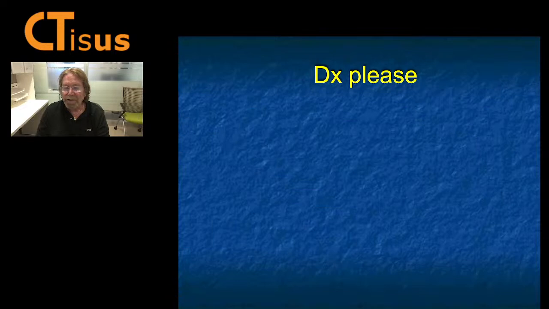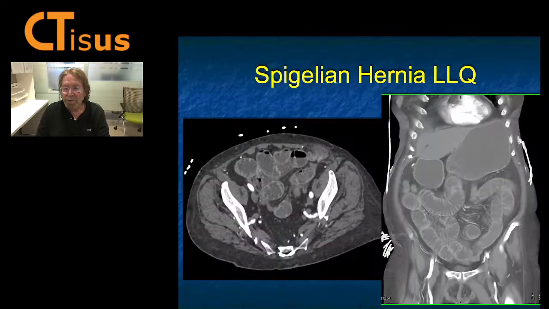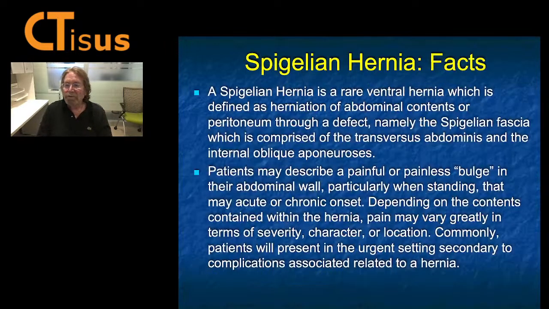But I need you to define the hernia. And I know you would have said Spigelian hernia. That's what it looks like, right? A Spigelian hernia is a rare ventral hernia, which is defined as herniation of abdominal content or peritoneum through a defect, namely the Spigelian fascia, which is composed of the transversus abdominis and the internal oblique aponeurosis.